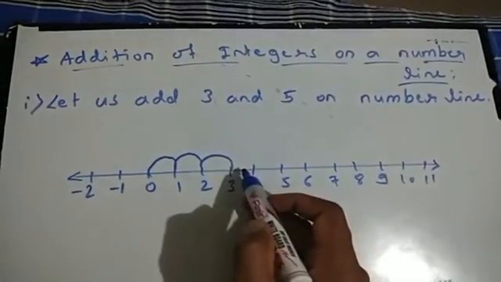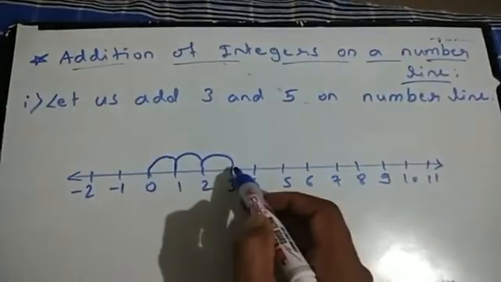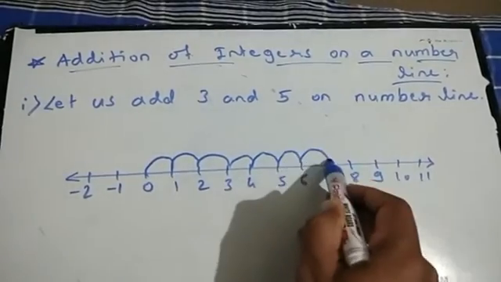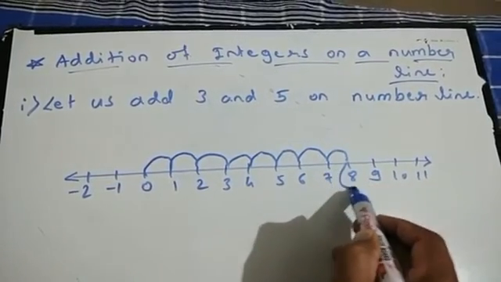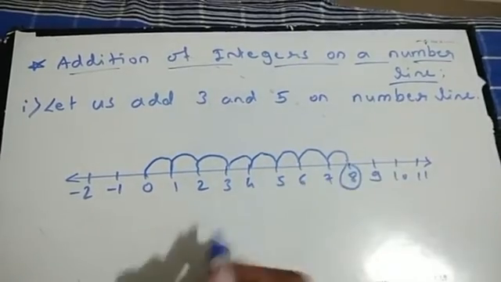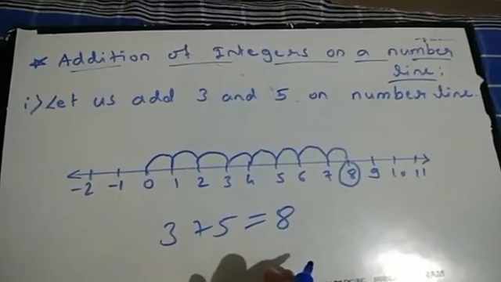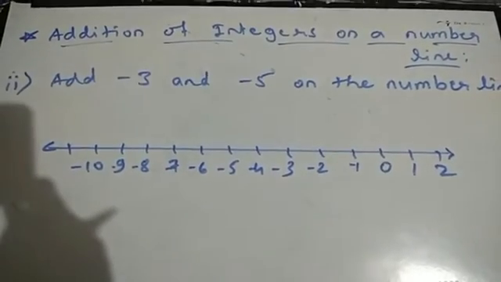So after 3, how many jumps? 5 jumps. So 1, 2, 3, 4 and 5. Where do we reach? We reach at 8. Therefore what will be the sum of 3 and 5? That is 8.